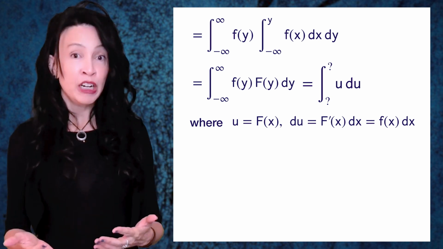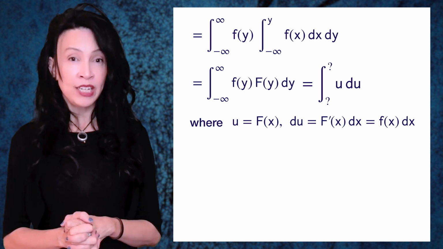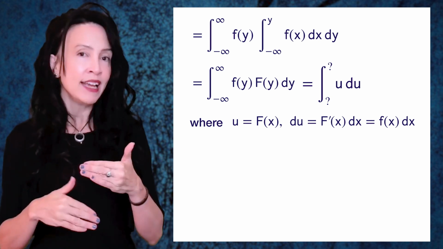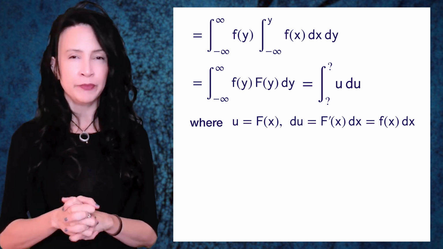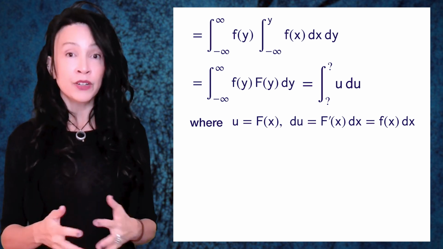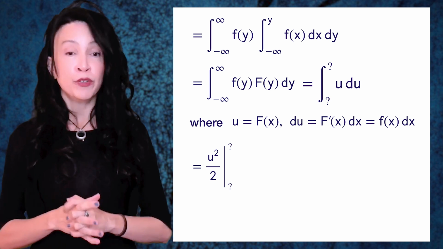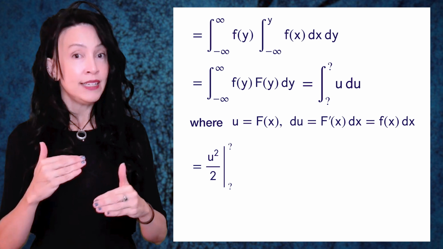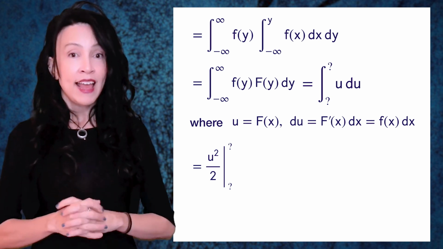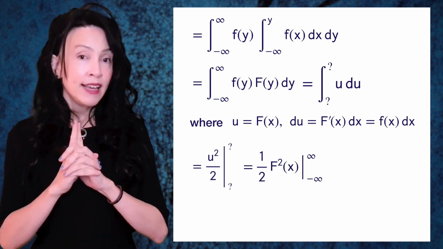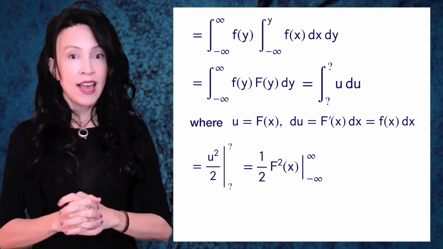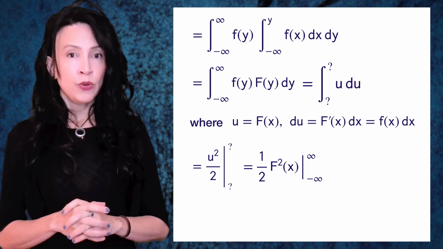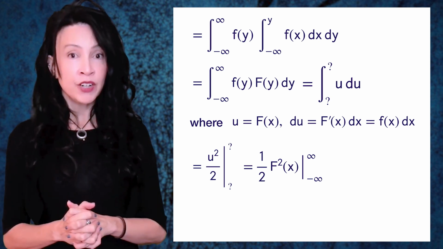Whenever you make a change of variables, you do need to change the limits of integration. I'm just going to leave these question marks in here. I'm not going to change them. I'm going to put the x's back in the end before substituting values in. The integral of u du is u squared over 2. So I'm going to plug the fact that u is capital F of x back in, and we get 1/2 capital F squared of x. And we want to evaluate this from -infinity to infinity. So this is a cumulative distribution function.